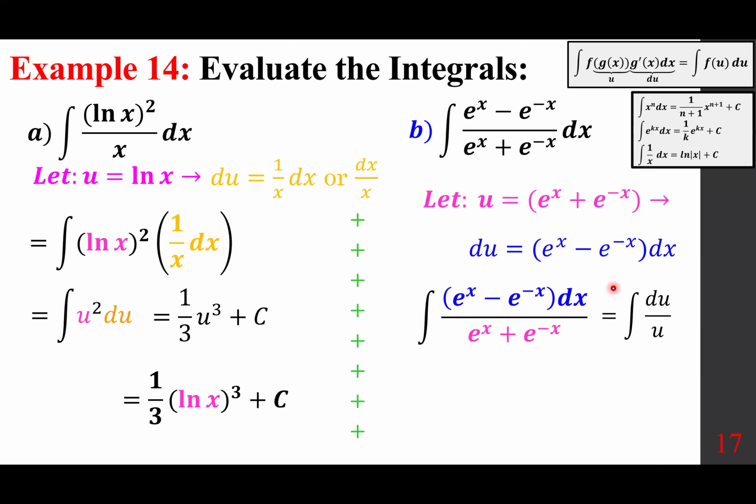So you have du over u, which is a natural log of u plus a constant, and u is replaced. By the way, you can drop the absolute value and change it to a parenthesis, because this expression of e to the power of x plus e to the power minus x is always positive.